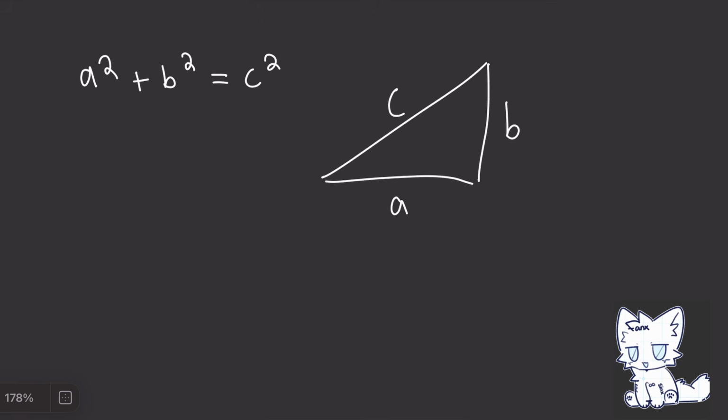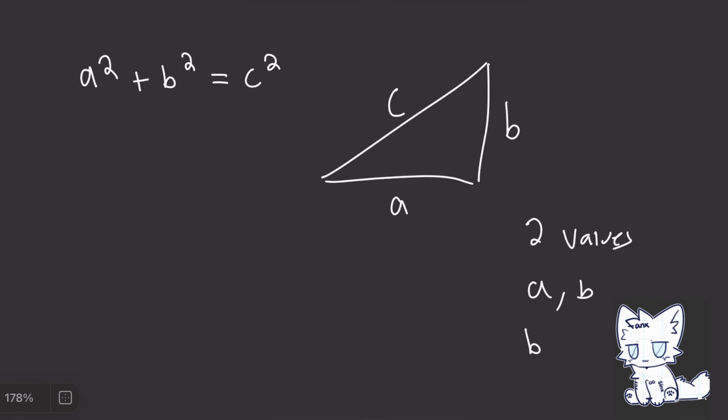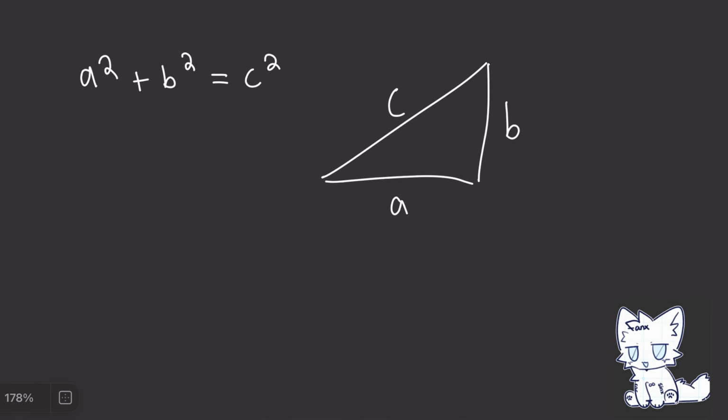So what this theorem says is if we know two of the values, so the two values could be a, b, b, c, c, a, all we need to do is know two values, and then we can find the value of the third length. So let's practice.